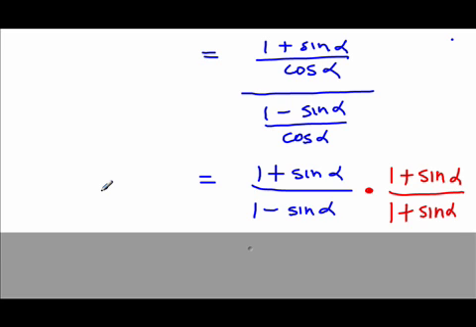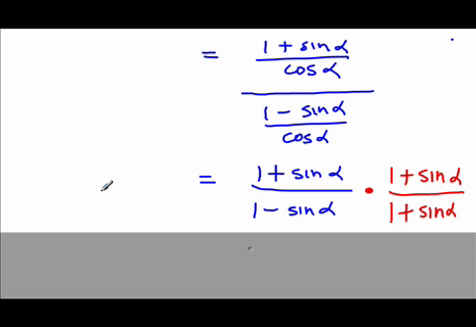With me on that? Dividing by this fraction is the same as multiplying by the reciprocal. Cosine alphas cancel out. Now you have what's in blue. Now the next step in red is I multiplied top and bottom by the same thing. I multiplied top and bottom by 1 plus sine alpha.